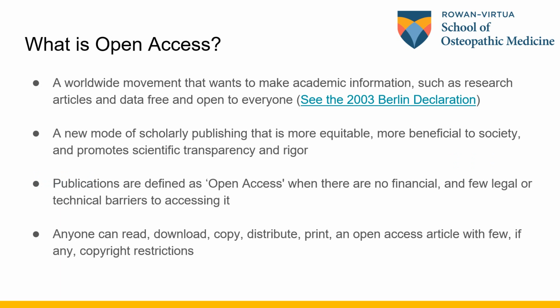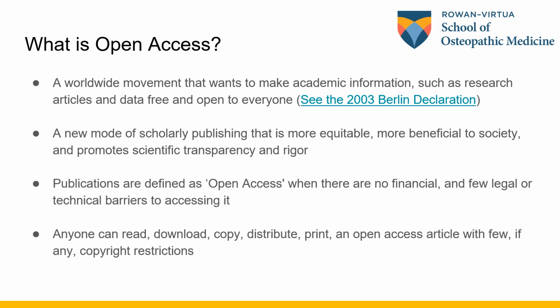So let's talk about exactly what is open access. Open access is a broad, worldwide movement that seeks to make academic information such as research articles and data free and open to all. Open access is transforming the traditional model of scholarly publishing and is working to create a new model that is more equitable, more beneficial to society, and promotes scientific transparency and rigor.